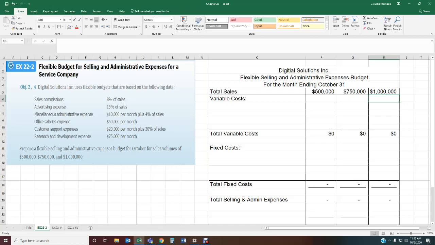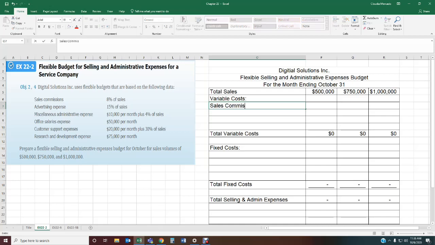We always start off with the name of the company. This is Digital Solutions Incorporated. We are preparing a flexible selling and admin expense budget for the month ending October the 31st. We're going to start off with our variable costs. These are the costs that vary according to the sales volume. The first item that we have that's a variable cost is our sales commission.